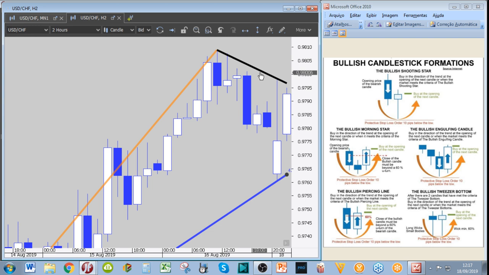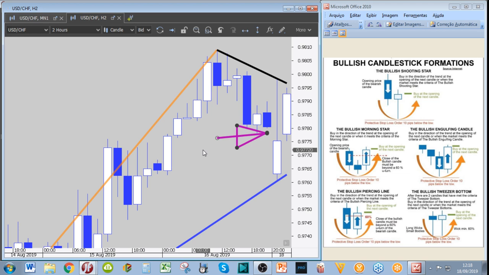Okay, now what do you think? Is this a bullish candlestick formation? The white one, the first one, or the second one? Could the second one be the bullish engulfing candle? Or could it be the bullish piercing line? There is no right or wrong. What do you think? Could this be a bullish signal? You can say yes, you can say no.